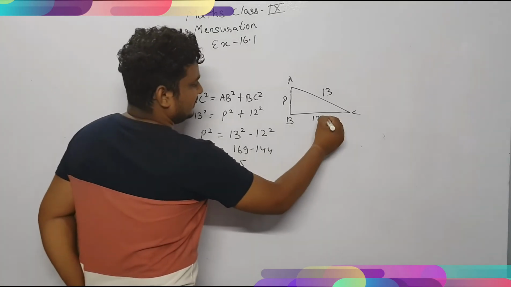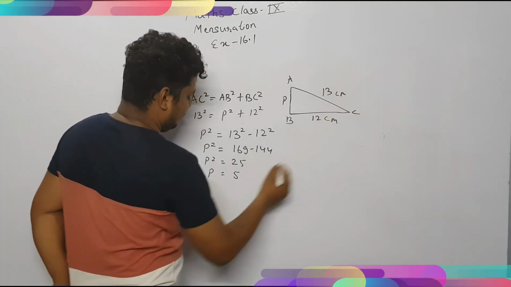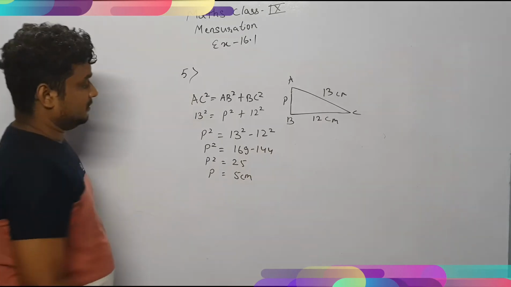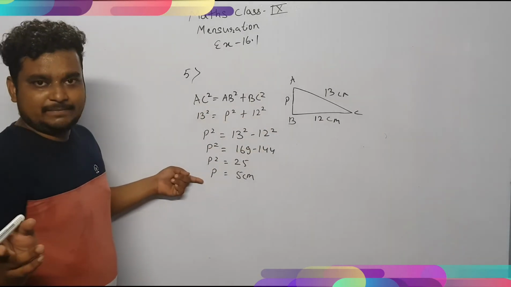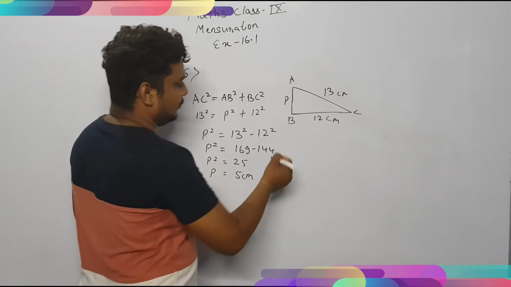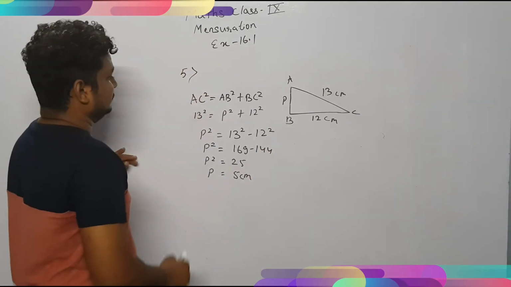Everything was given in centimeter, so here we will put centimeter. Clear with this? Any problem with this? How have we got the value of P? Just applied the Pythagoras theorem and we got the value. Now we are going to find the perimeter.